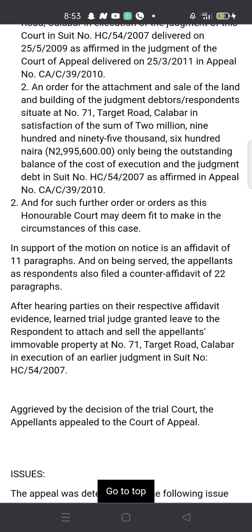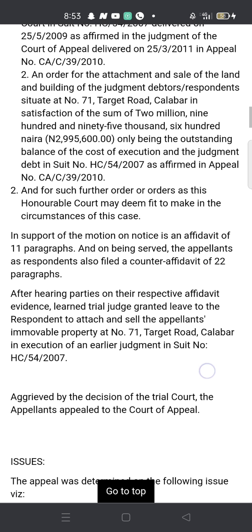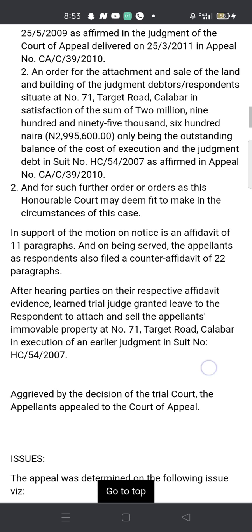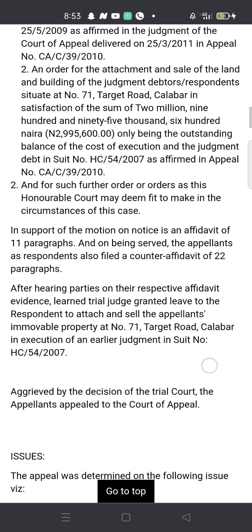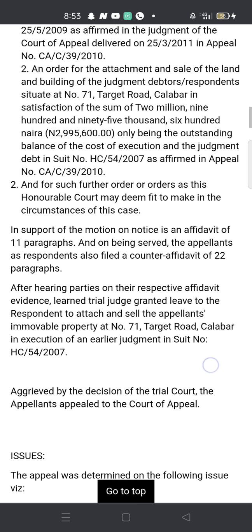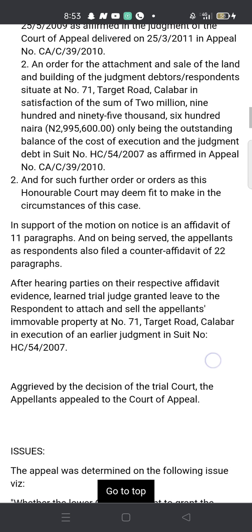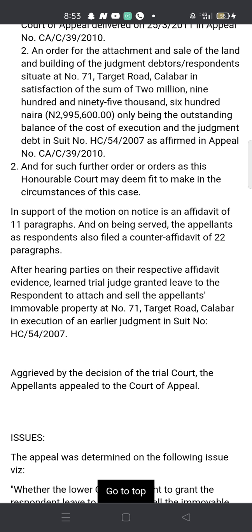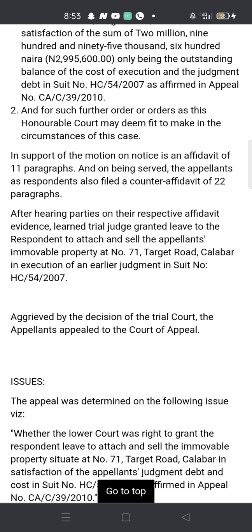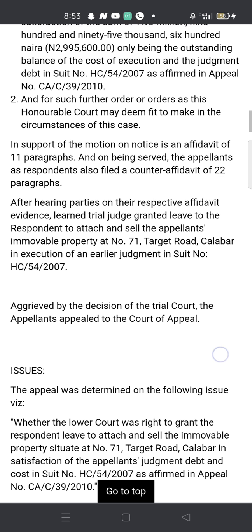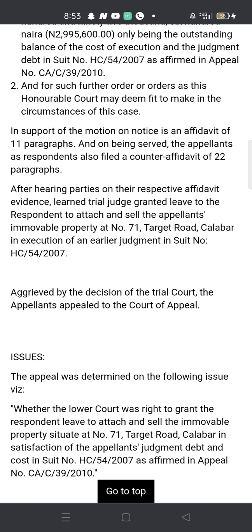After hearing parties on their respective affidavit evidence, the learned trial judge granted leave to the respondent to attach and sell the appellant's immovable property at number 71 Target Road, Calabar, in execution of an earlier judgment in suit number HC 54/2007. Aggrieved by the decision of the trial court, the appellant appealed to the Court of Appeal.